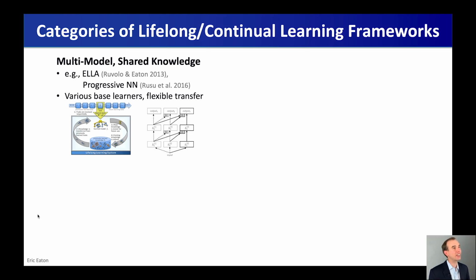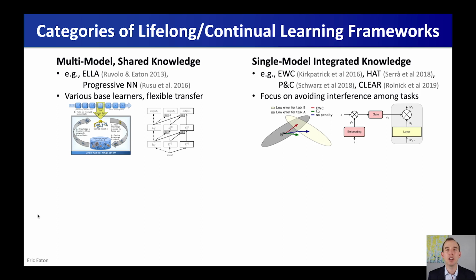Now, our work on ELA is just one type of approach to lifelong or continual learning. And specifically, this is a multi-model shared knowledge approach, where for each task we learn a different model, and those models are coupled together in some way, in this case via some shared knowledge base. Progressive neural nets are another example of multi-model shared knowledge transfer for lifelong learning.